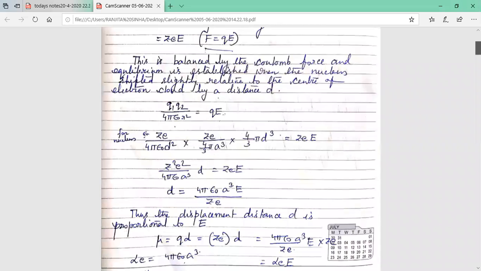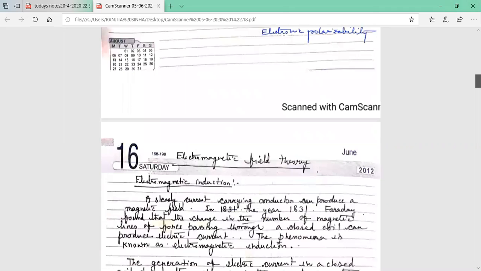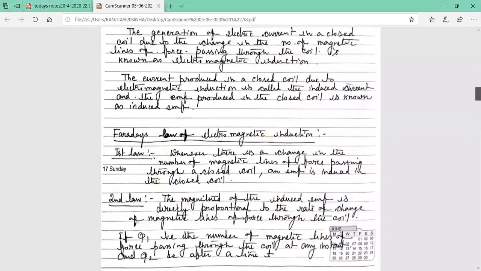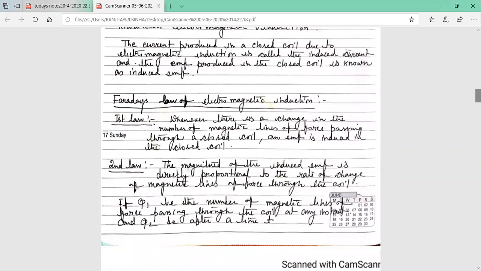Now, this is the end of dielectrics. Now, electromagnetic field theory. Actually, Maxwell's equations are in your syllabus. Before that, you have to know some equations. That is Faraday's law of electromagnetic induction. Do you know all these things? I'm just repeating again. That is Faraday's law.